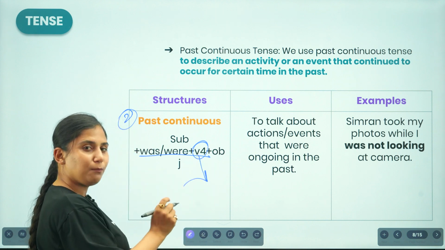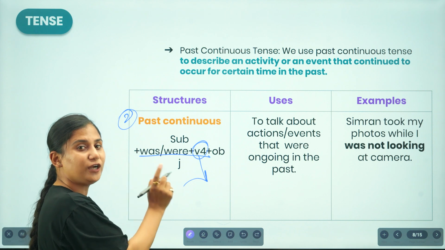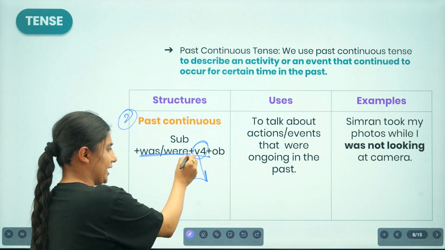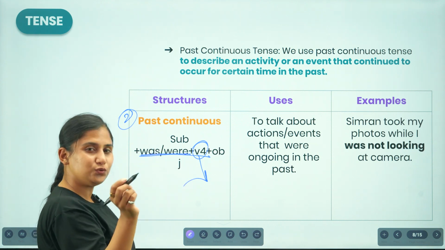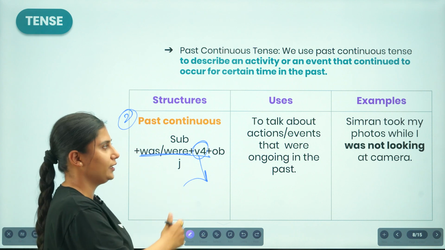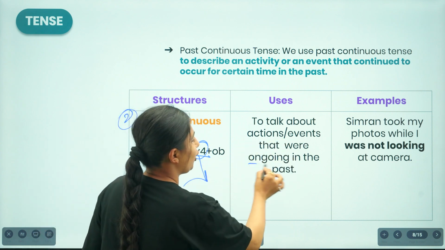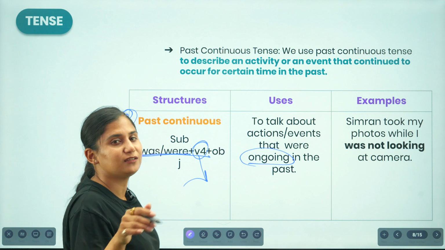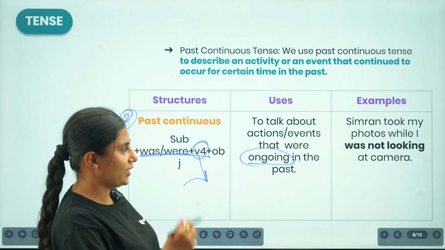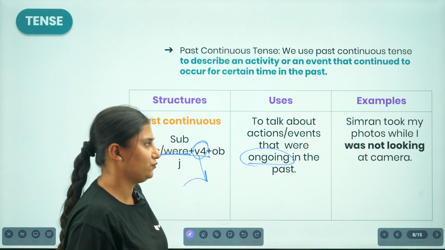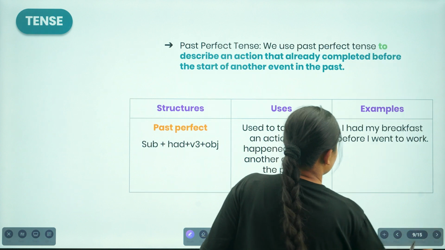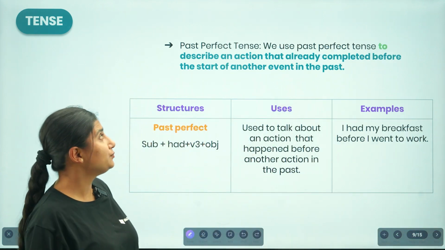But as we are talking about this past continuous tense, we have to be very watchful about the auxiliary verb that we use. So we will be using was or were. Was or were is chosen based on the subject you think of writing. So to talk about actions or events that were ongoing, that were in progress in the past, we use this particular tense. Let us look at the example: Simran took my photo while I was not looking at the camera.